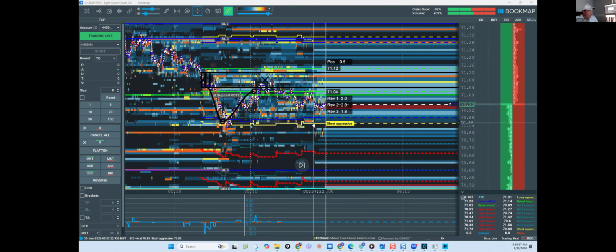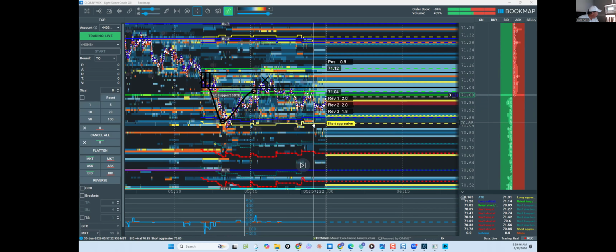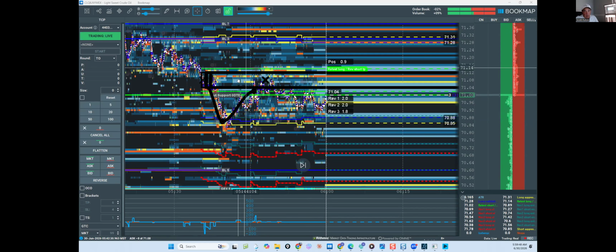So this is one of my areas. Let me put this in while I'm talking here. So 185. This is the zone drawing tool too, so you can get this on the Bookmap marketplace.